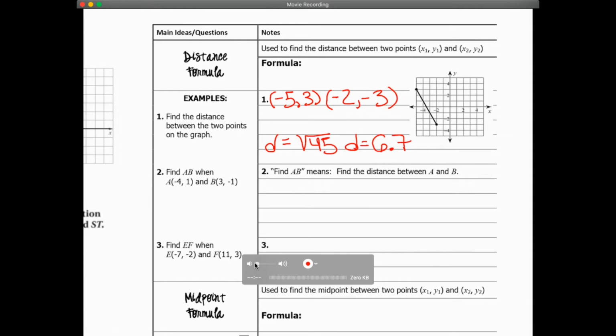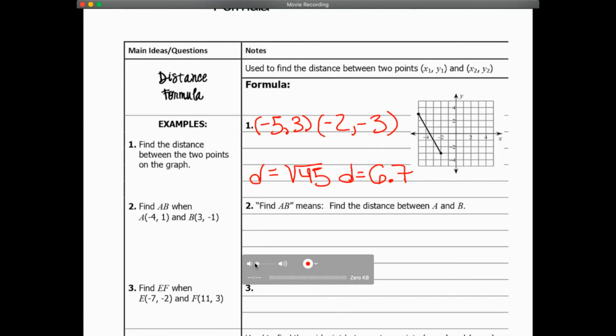Find AB when A is -4, 1, and B is 3, -1. So to do that, we're going to go ahead and use our distance formula once again. So x2 is 3 minus x1 is -4. Our y2 is -1 minus our y1 is 1. We're going to go ahead and square that. So that comes out to the square root of 7 squared plus -2 squared.